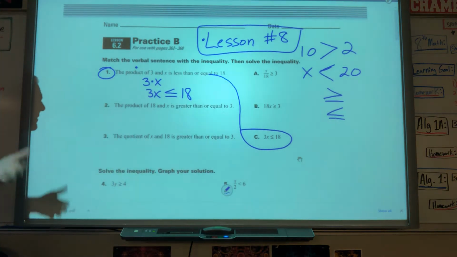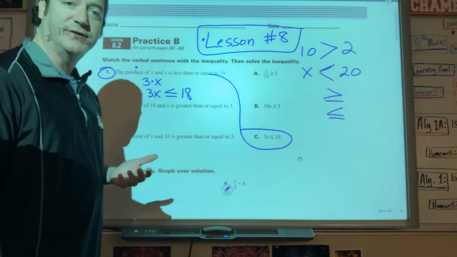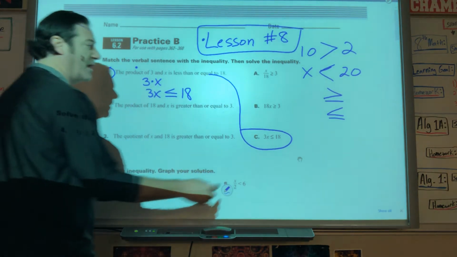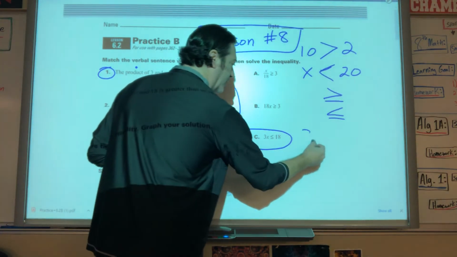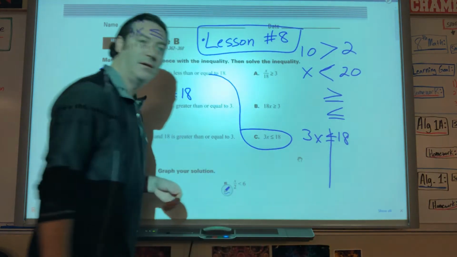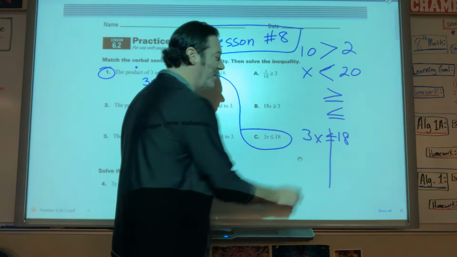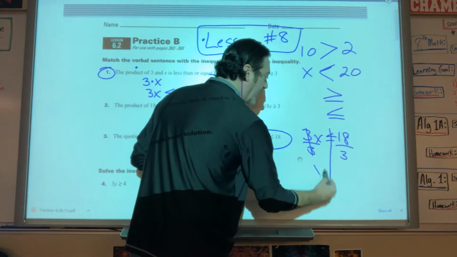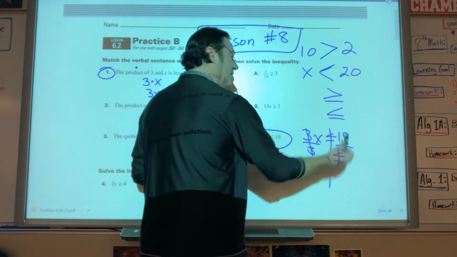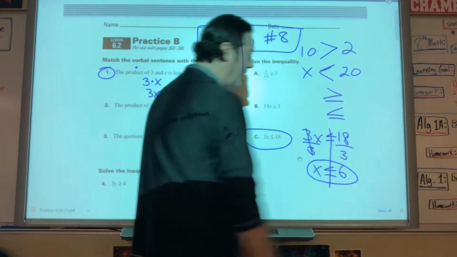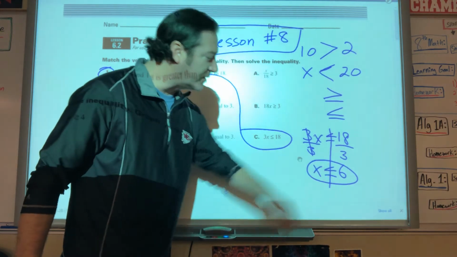To solve this, it's the same process as to solve equations, right? We still do our inverse operations. What we do to one side, we do to the other. So let me rewrite this. 3x is less than or equal to 18. I'm going to draw my line. Again, the 3 is connected by multiplication, so do the opposite, divide it out. What I do to one side, I do to the other. And so then you finish that off, 18 divided by 3. Your final answer is x is less than or equal to 6.